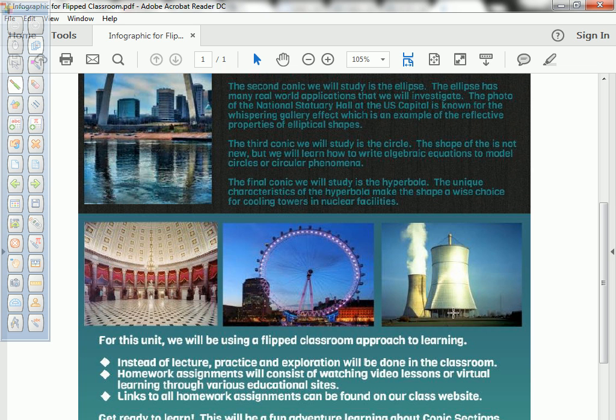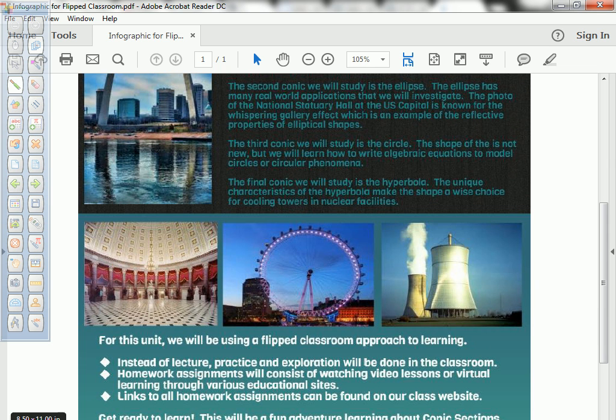And then the last one we have is a hyperbola. And so here, what is this, guys? It's a cooling tower at a nuclear plant, right? Okay. And so there's a purpose for the shape of this tower. But the shape of the tower is a hyperbola. Okay? So we'll talk about that too when we get there. So really today is about the ellipse.